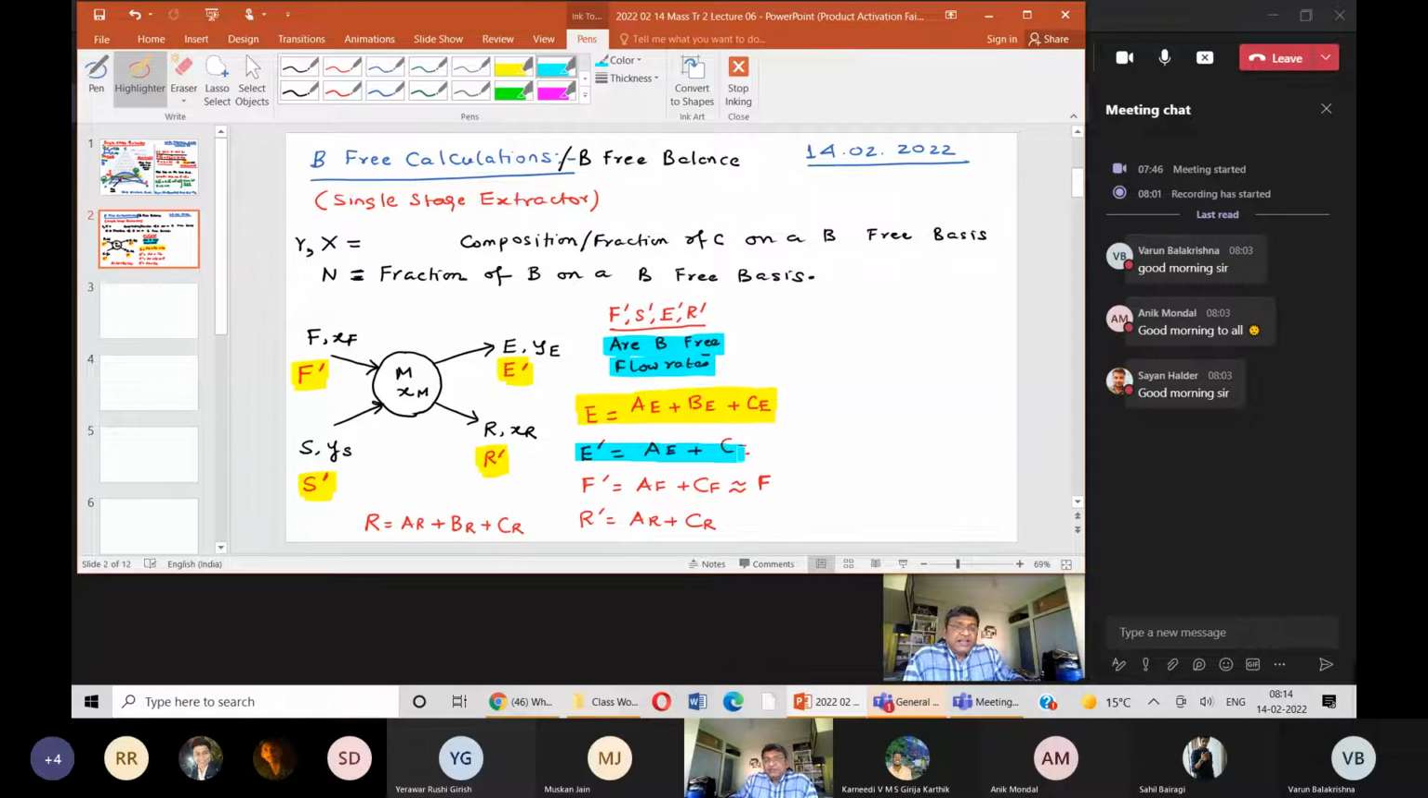So we understand that we are defining a parameter or a flow rate which is on a B-free basis, but also remember this does not exist physically. Very similar to XM, right? There is no solution with composition XM, because it splits up into two streams which have composition YE and XR. Is it clear to all?